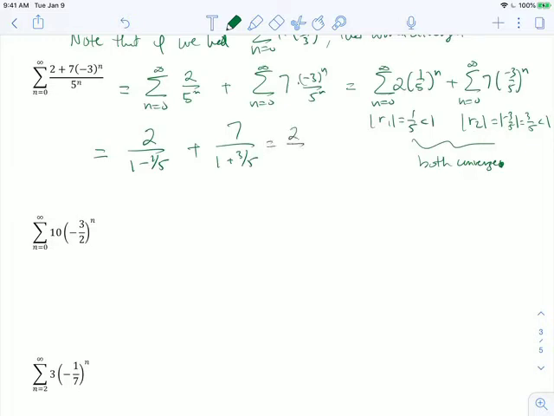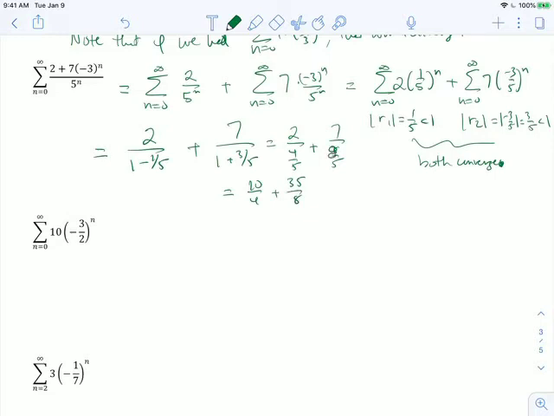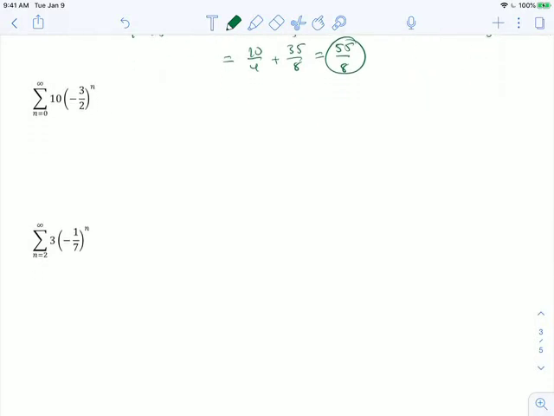So that's going to give me 2 over 4/5 plus 7 over 8/5. And if you do some arithmetic, this is going to be 10/4 plus 35/8. I can make this 8 a little clearer. And that's going to give me 55/8 as my sum, 55/8. Next example, the absolute value of r is the absolute value of negative 3/2, which is 3/2, which is bigger than 1. So this series diverges.